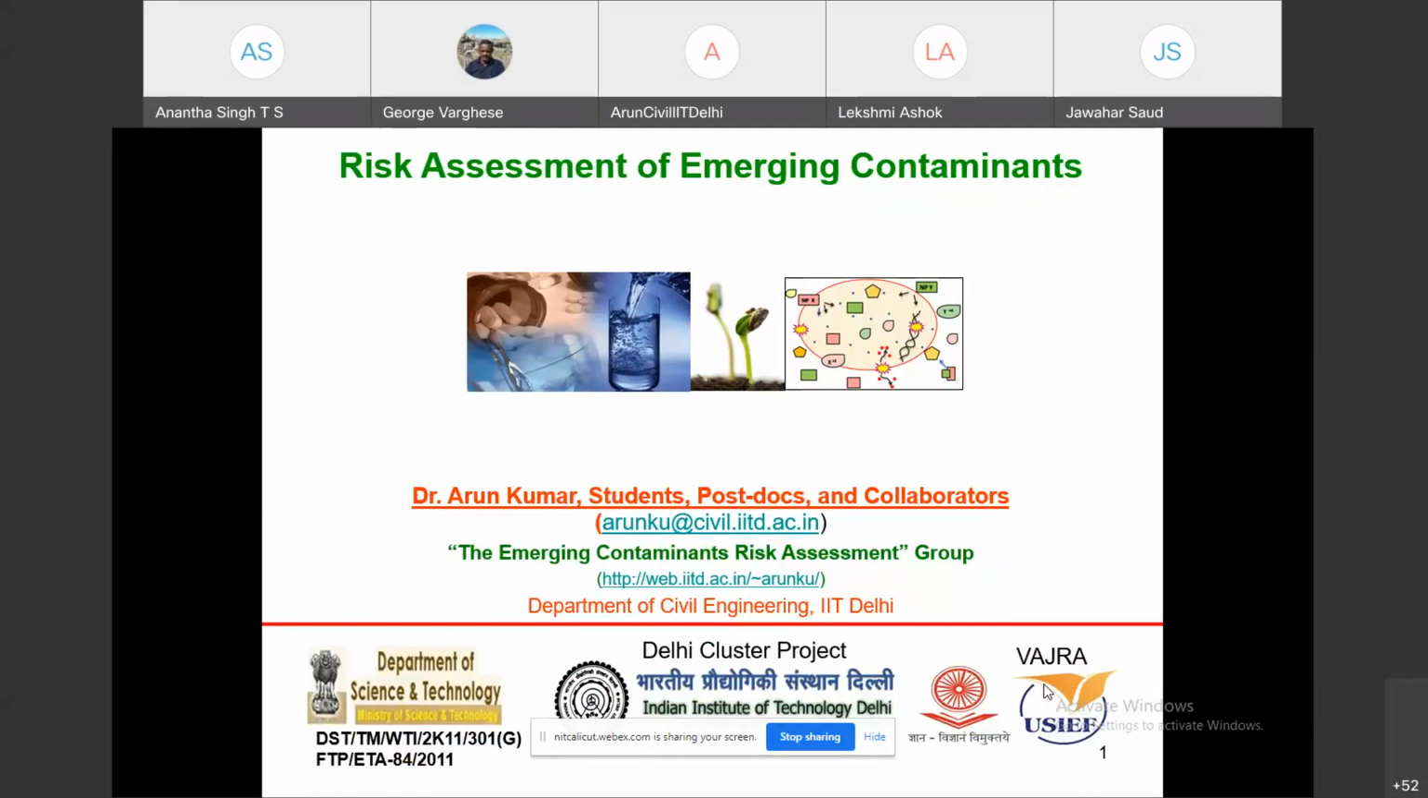So welcome back to the second day of the FDP. Today, to start with, we have the session handled by Professor Arun Kumar from IIT Delhi, and he will be speaking on risk assessment of emerging contaminants. I request the participants to please mute their audio, as some disturbances are coming.